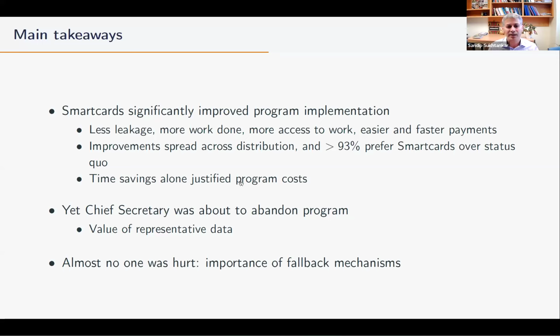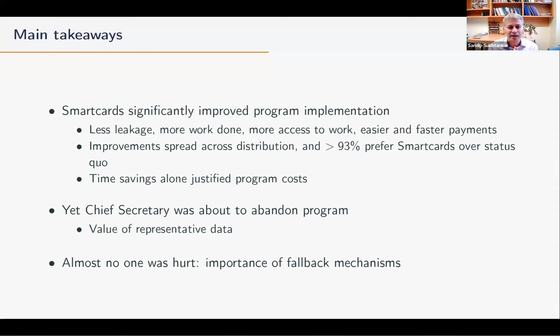Okay. Eventually, just the time savings, just the amount of time it took you to collect the money, if you used how much you lost in wages doing that, that was higher than the program cost. So you didn't even need the fact that there was less leakage to justify this program, right? So this is just like a phenomenal program. But here's the important thing.